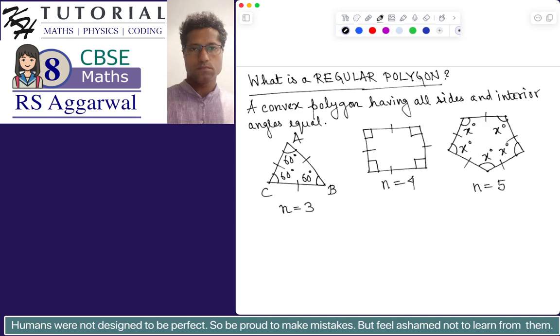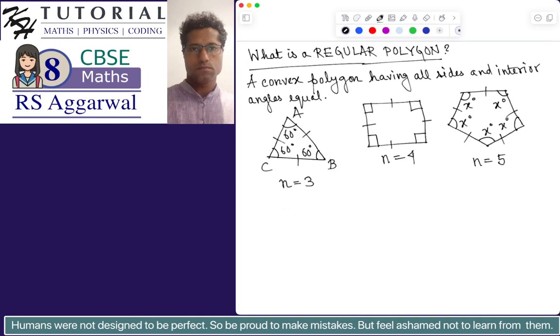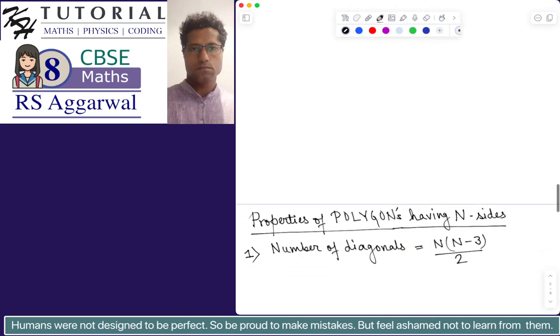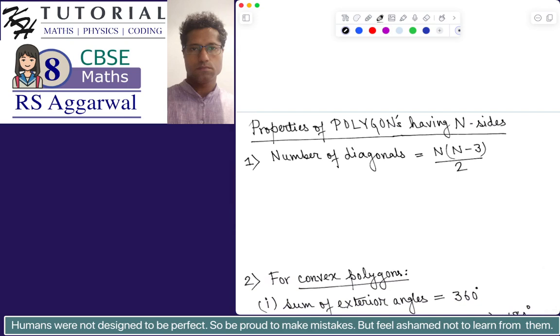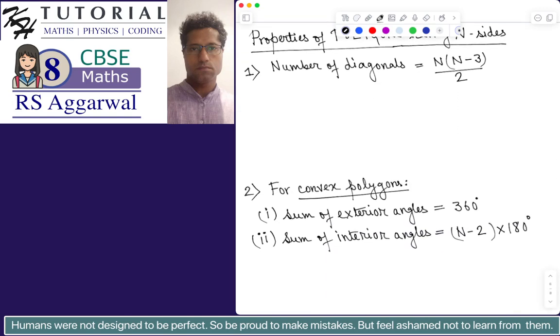This way you will have a hexagon, a heptagon, a nonagon, and so on. So this is a regular polygon: a convex polygon, as all regular polygons are convex, where all the sides are of equal length and all the interior angles are of equal measure. Finally, we will study some formulas, or you can say properties, of polygons having n sides. Some properties will be in general for a polygon of n sides, some for convex polygons, and some specifically for regular polygons.